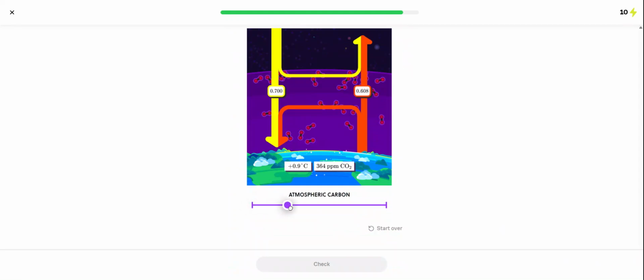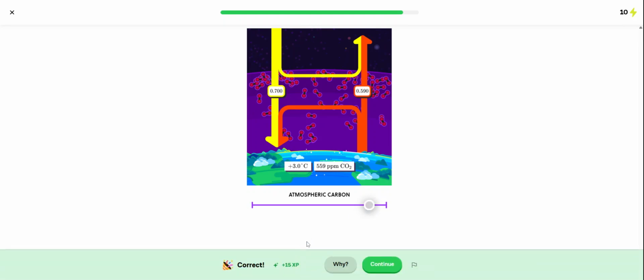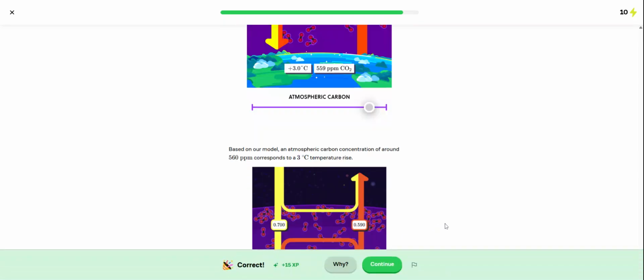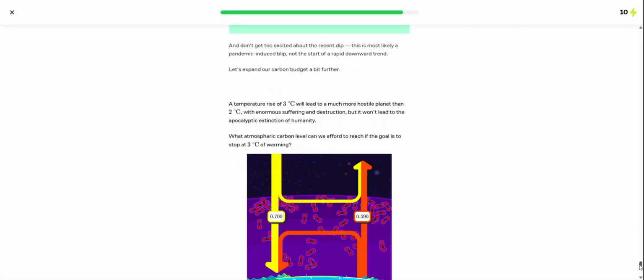So if we continue scrolling this from left to right, around here, maybe? Let's check. Yep, correct. Why? Based on our model, an atmospheric carbon concentration of around 560 parts per million exactly corresponds to 3 degrees of temperature rise.